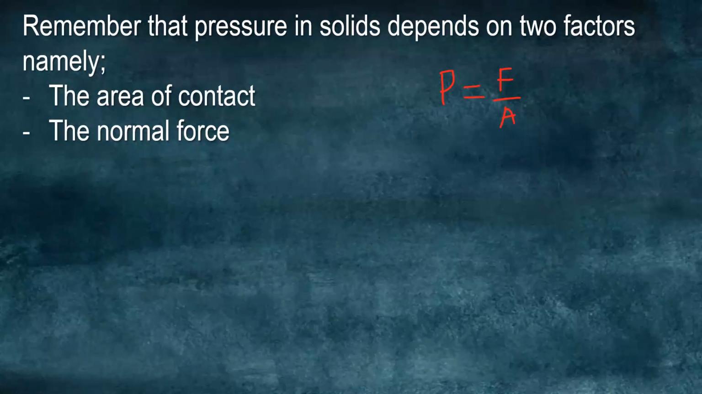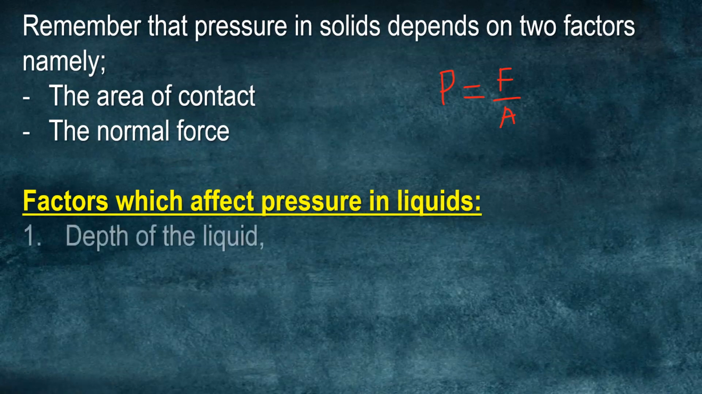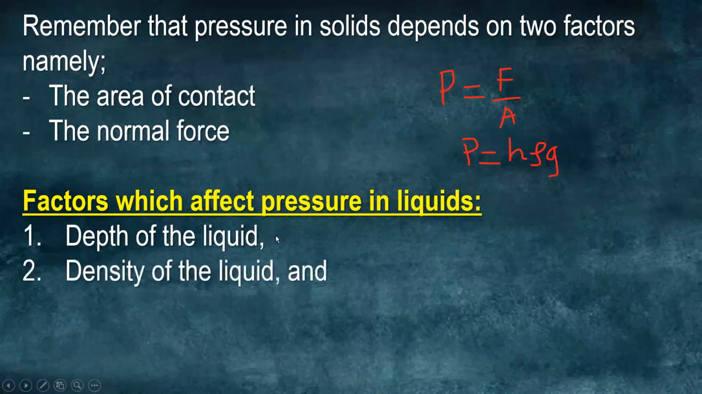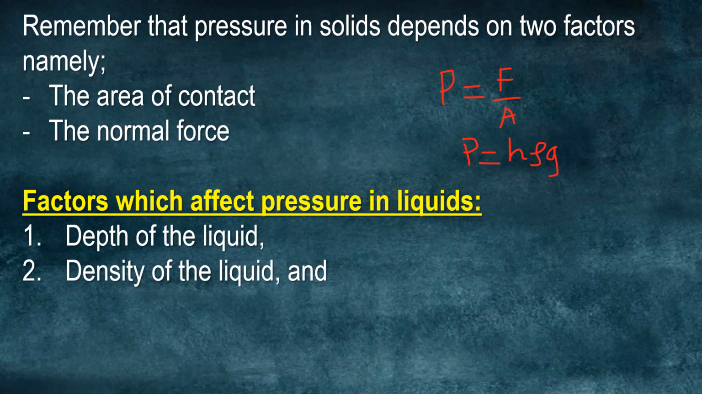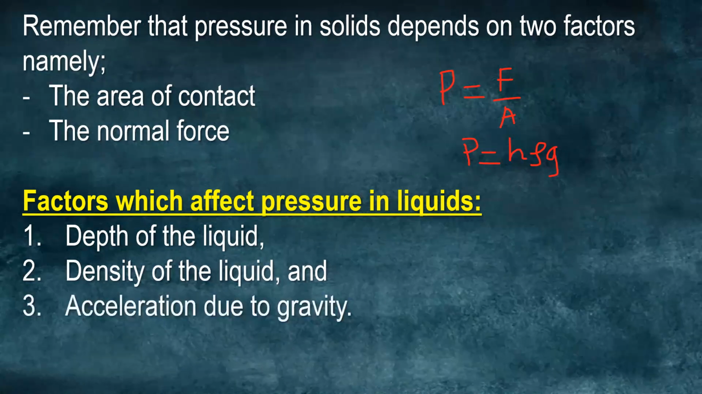solids. Now, the factors which affect pressure in liquids are similarly obtained from the very formula that we wrote a few minutes ago. Pressure equals h rho g. So what is the h? That's the depth. What's the rho? That's the density. g is the acceleration due to gravity. So in other words, the factors which affect pressure in liquids are density of the liquid, depth of the liquid, and acceleration due to gravity.